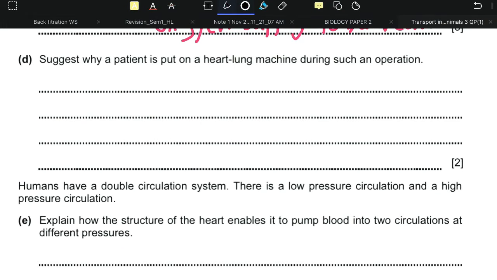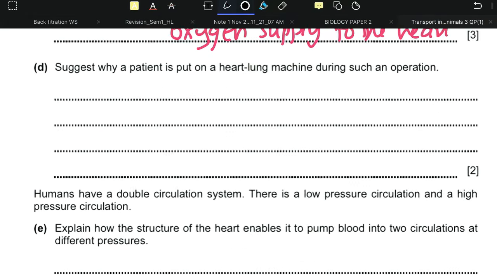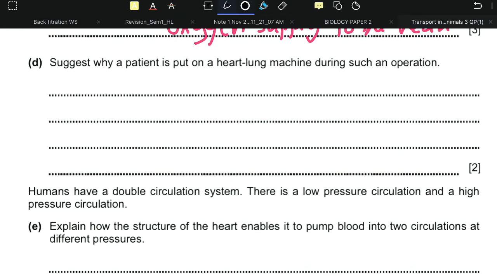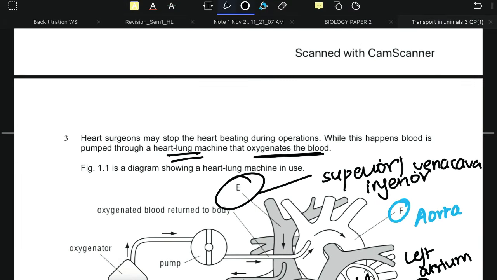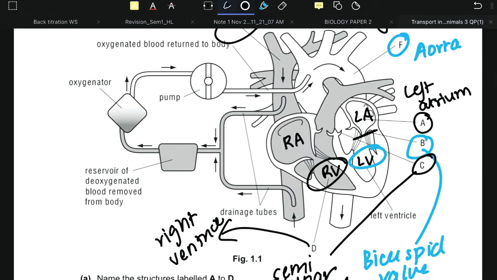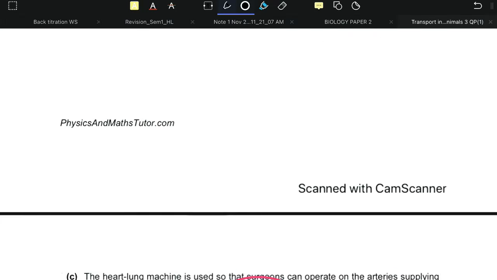Alright, so suggest why a patient is put on a heart-lung machine during such an operation. Why? This is because now the heart is actually not pumping blood. You need to look back at the question, right? What is the question saying? It says that, while this happens, blood is pumped through a heart-lung machine that oxygenates the blood. So here your answer is already given, right?